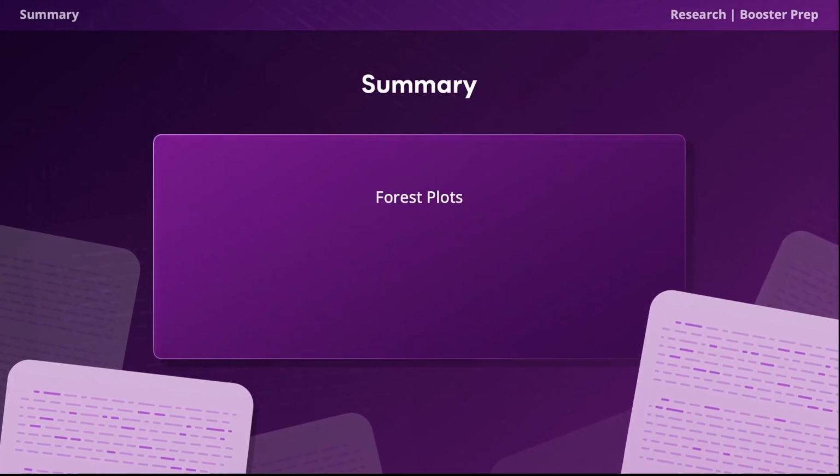So, in summary, in today's video, we learned how to read and interpret forest plots, which are extremely useful for systematic reviews and meta-analyses. We also reviewed box plots and how to calculate interquartile range, and then we finished off with potency versus efficacy graphs.